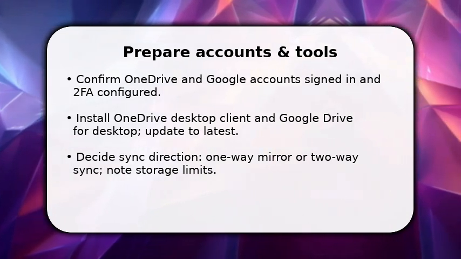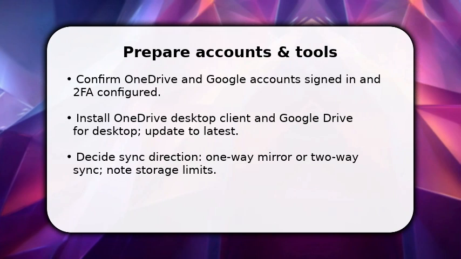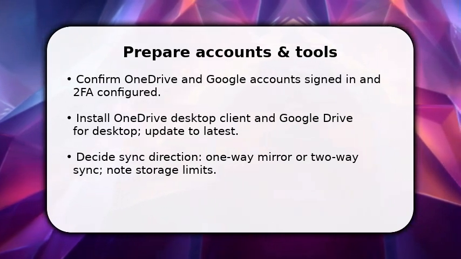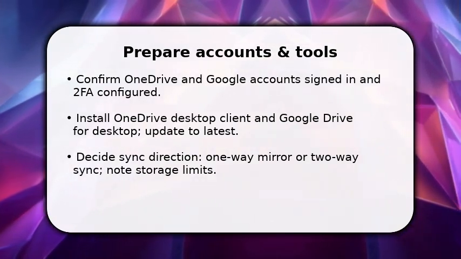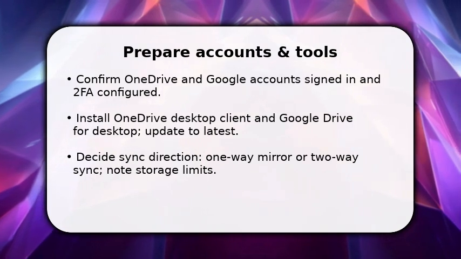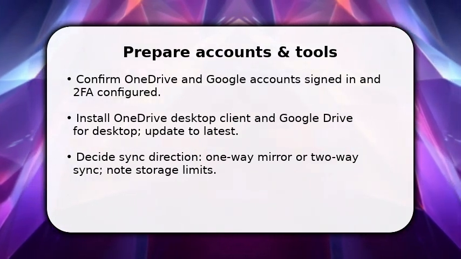That decision defines folder structure and conflict rules. Make sure you have enough storage. Then create clear local folders to map OneDrive and Google Drive before continuing to automated steps.